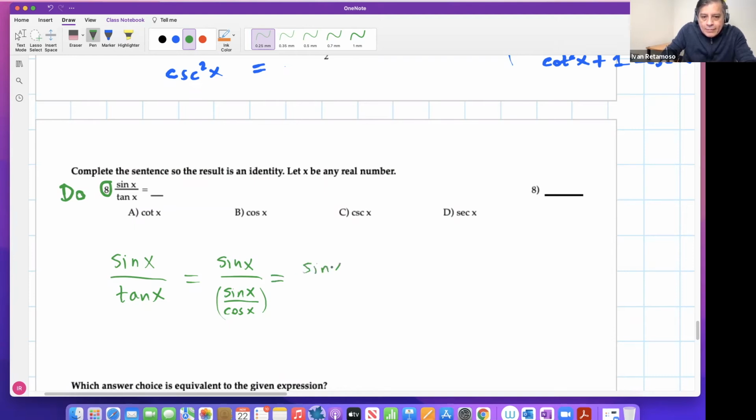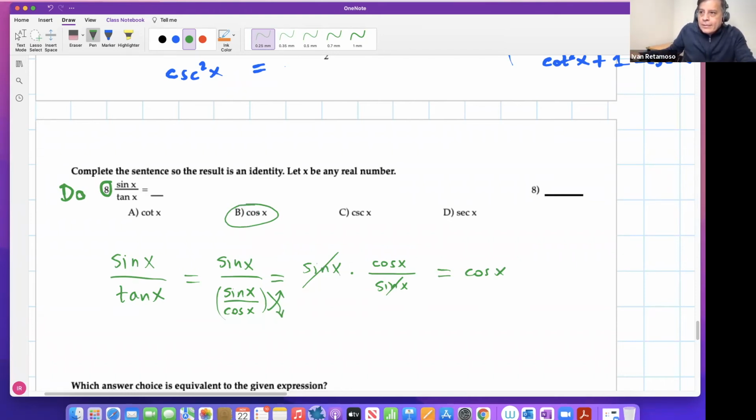This becomes sine of x times, remember, when you divide by a fraction, that is equivalent to multiplying by the reciprocal of the fraction in the denominator, right? The reciprocal of this, cosine up here, sine down here. But then these two guys cancel, and this is just cosine of x. Excellent. Very good. Can you try now this one?